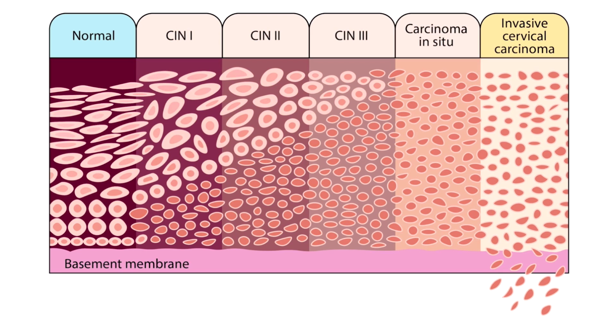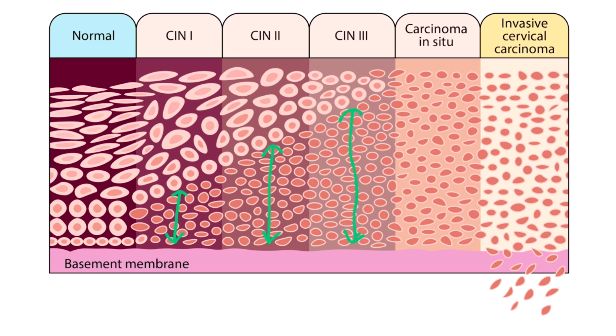CIN1 is characterized by mild dysplastic changes that are confined entirely to the lower third of the epithelium. CIN2 is characterized by moderate dysplastic changes that involve the lower two-thirds of the epithelium. And CIN3 is characterized by extensive dysplastic changes that involve more than two-thirds of the epithelium.